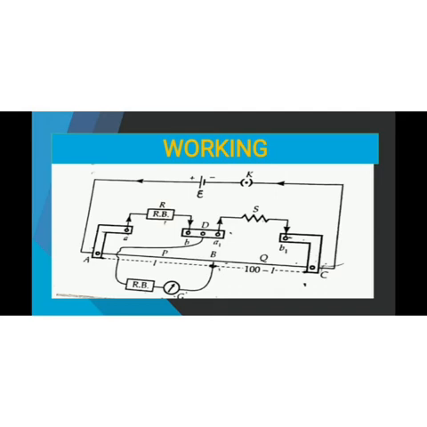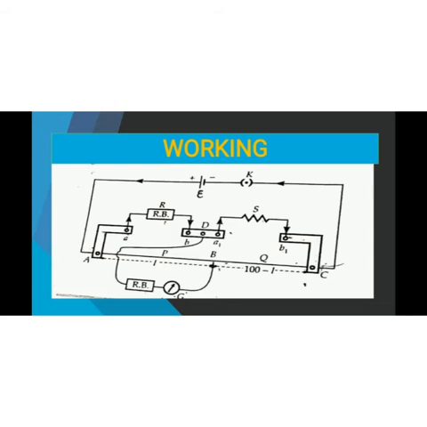Now we'll measure the value of AB with the help of meter scale. Suppose it is L, then P equals sigma L, where sigma is the resistance per unit length. Similarly, Q equals sigma into 100 minus L. So P is equal to sigma L and Q is equal to sigma into 100 minus L.